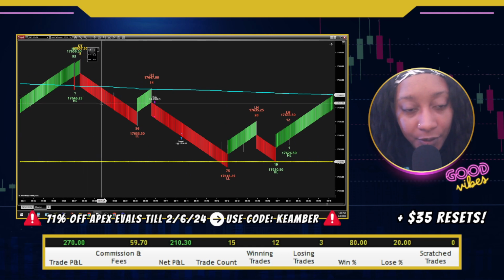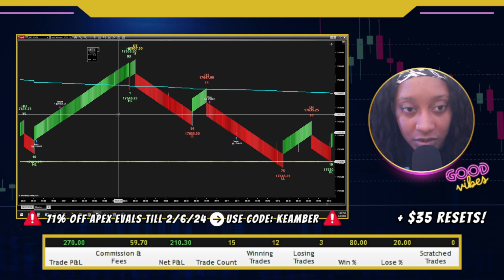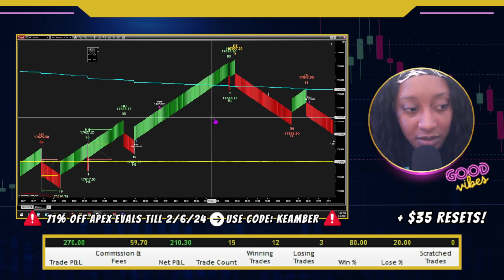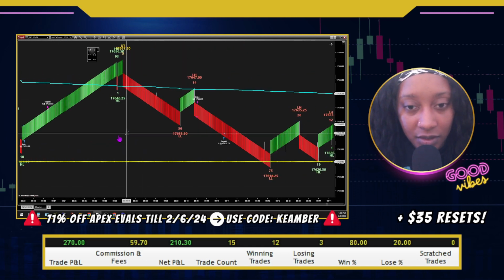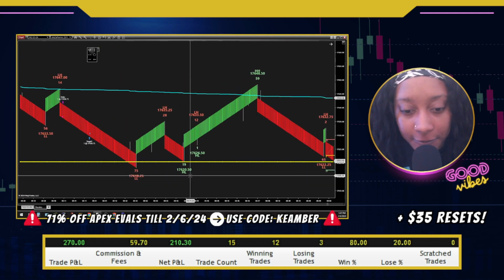Next trade here was a pullback for the change of structure. So we changed from the uptrend. This was like an uptrend here. We changed structure into the downtrend. So it was just the first pullback of that.